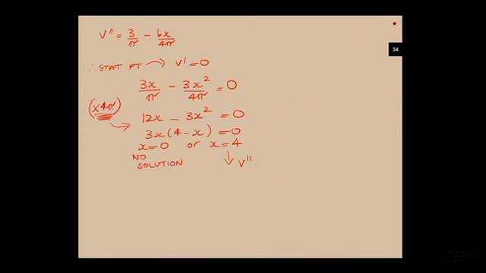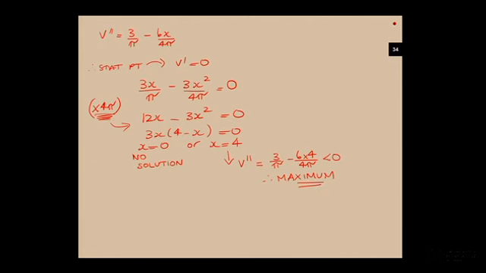V double dash at this point, at 4, is equal to 3 on pi minus 6 times 4 on 4 pi. Put it into the calculator, see if it's positive or negative. It turns out to be negative, so I must see that you have put that into place, that the volume is a maximum at that position.